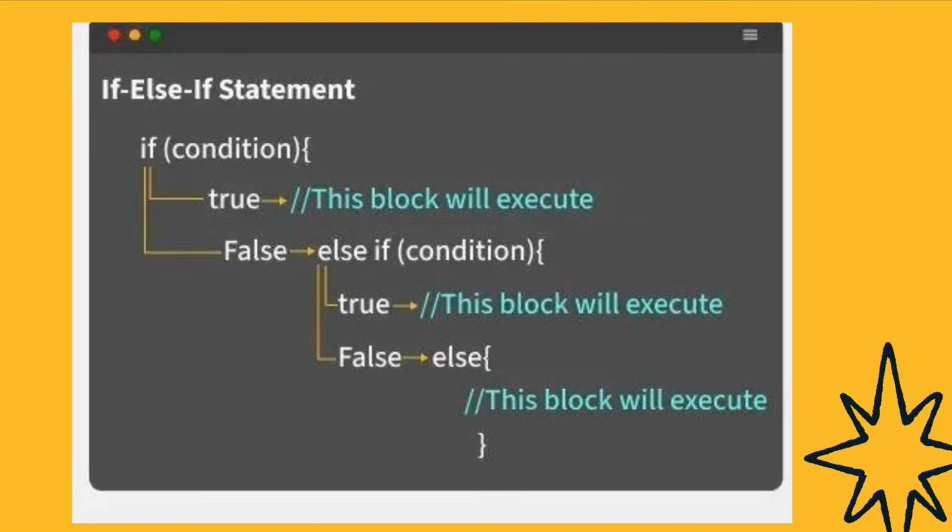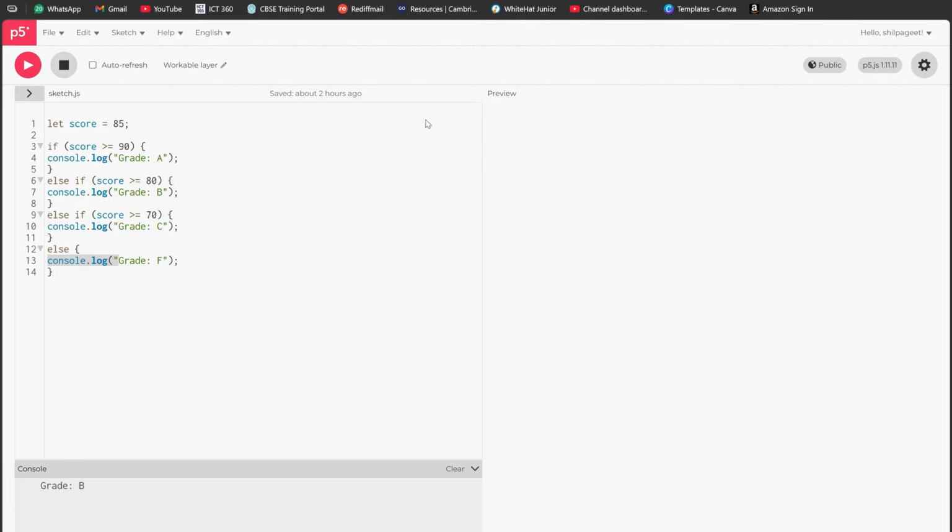Let's understand this also with an example. In this example, we have declared or initialized a variable as 85 and then we have kept multiple conditions. The first condition is written inside if, where we are checking if the score value is greater than or equal to 90. So if the marks or the score is greater than or equal to 90, then you are going to award the grade A.